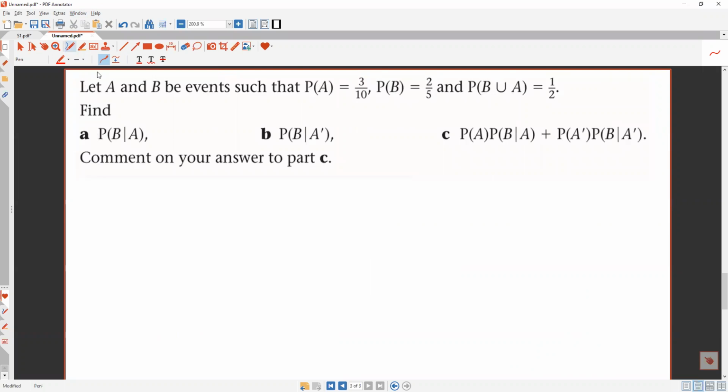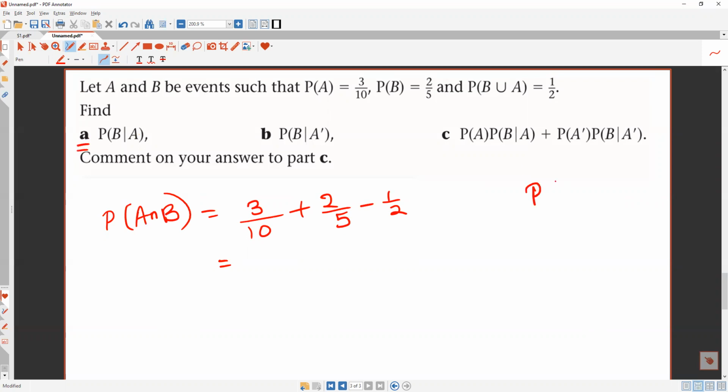Okay, so what do we have? We have P(A), P(B), and this thing, A union B. So I give you a formula: the probability of A intersection B is equal to P(A), that is 3 by 10, plus P(B), that is 2 by 5, minus half. Do this in your calculator because I'm doing the A part.